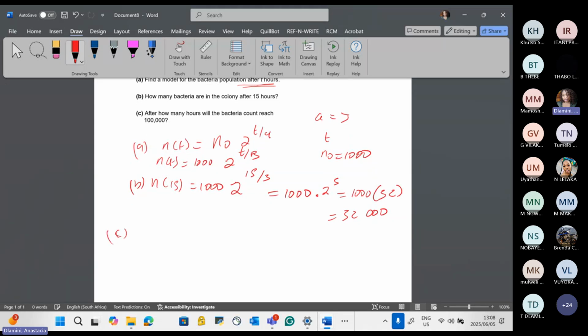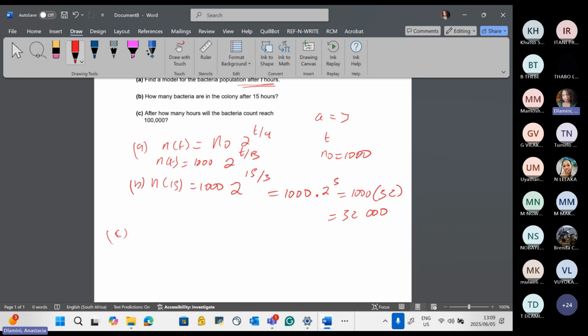What am I looking at there? What am I looking at to find? You're supposed to find the time. No, because it's after, aren't you supposed to find A? We're finding N(t). We're finding t.